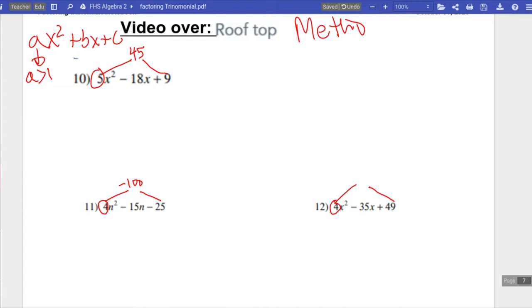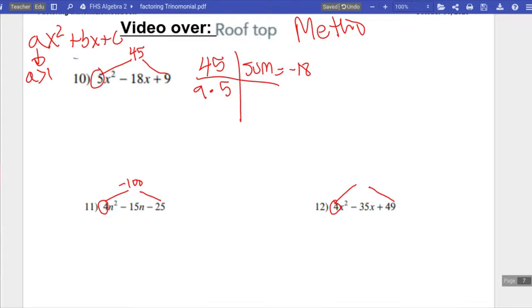Let's move on. So let's go back into, so 5 times 9 is 45. So I'm going to put 45 right there. And we're trying to get it to match the sum of the middle number, which is negative 18. All right, so what number do I think of? What about 9 and 5? There's no way that's going to add to negative 18.